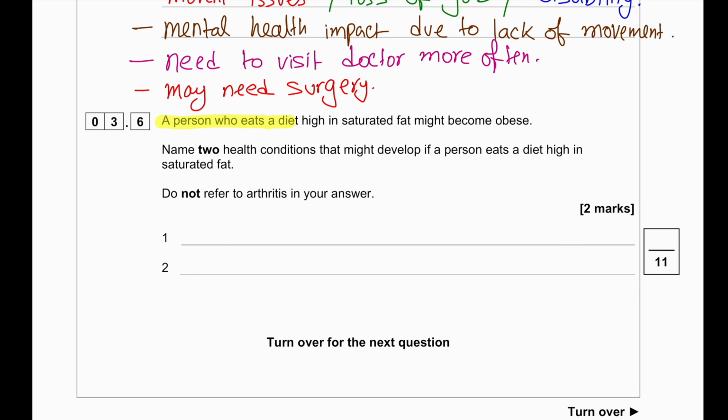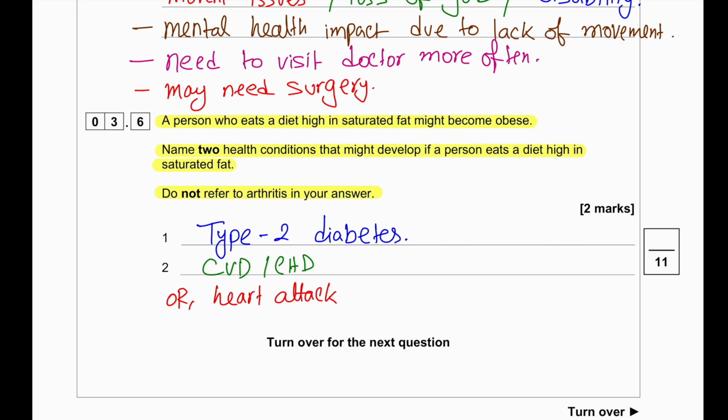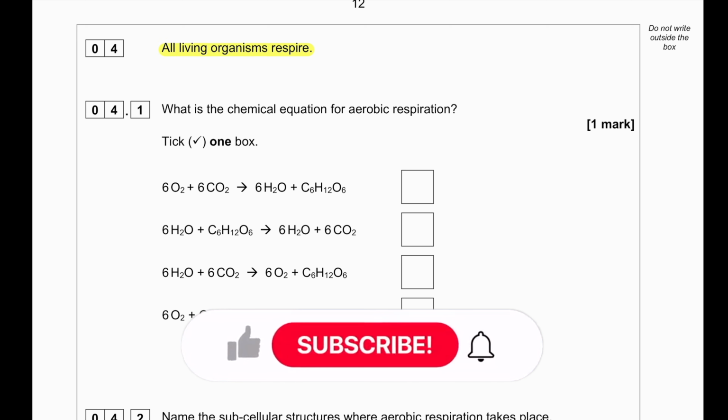A person who eats a diet high in saturated fat might become obese. Name 2 health conditions that might develop if a person eats a diet high in saturated fat. Do not refer to arthritis in your answer because it is already mentioned before. So, the person who is obese can develop type 2 diabetes, cardiovascular disease, may have a heart attack or stroke. All of these are valid points. Just write 2.